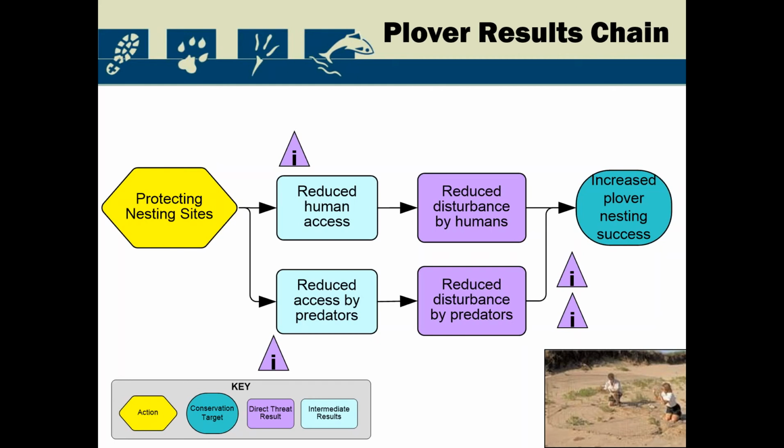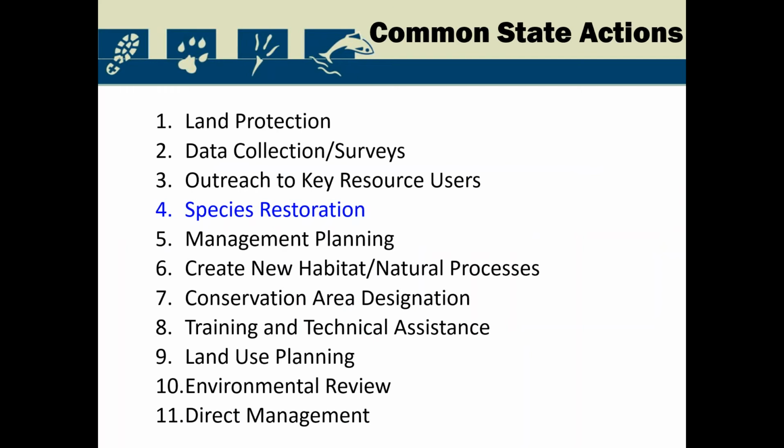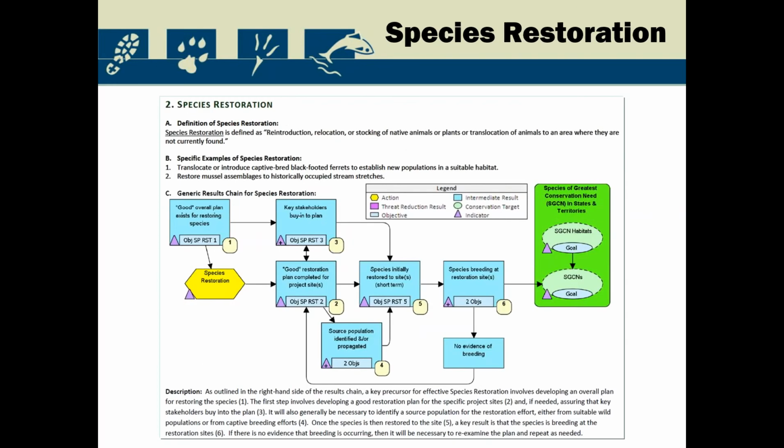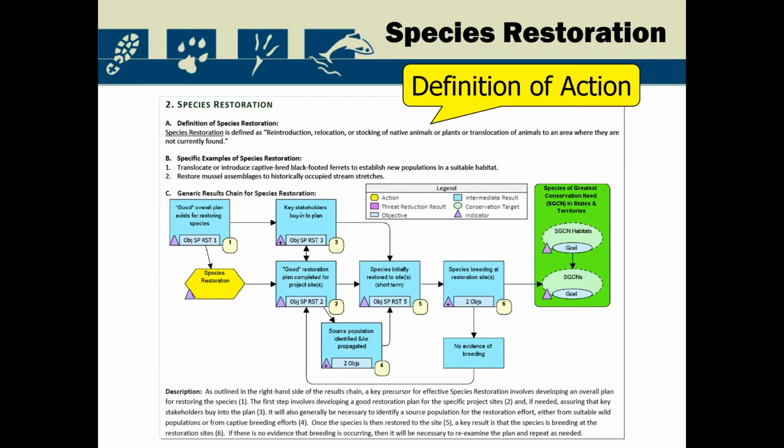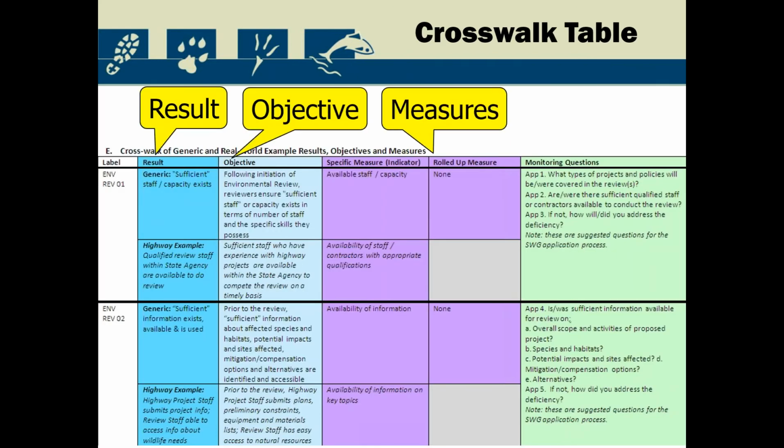So that led us to this idea that we could actually use the open standards to create generic results chains for common actions that are being implemented by our community and come up with standard indicators to measure how those are happening. That led us to come up with, for 11 of the most common state actions under the State Wildlife Grants Program, for each of those, for example, species restoration, the definition of the action, some examples, and what that generic results chain looks like. For that generic results chain, we could then come up with specific measures and even monitoring questions that we could ask people as they applied for and reported on funding.